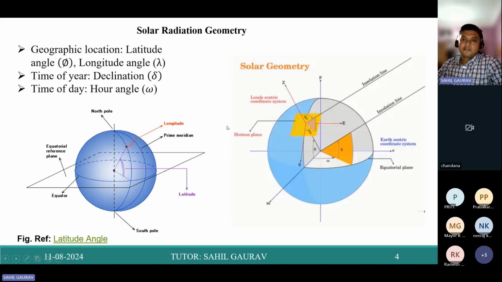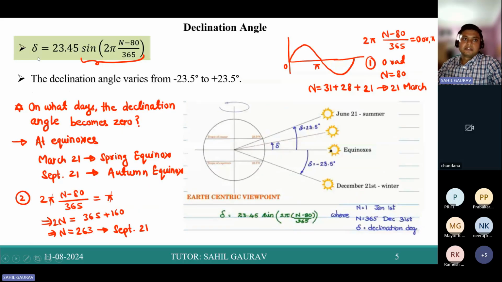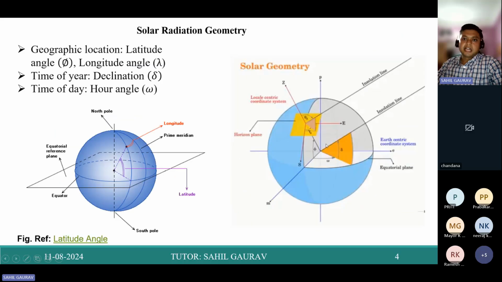upon the time of year. And the expression you have to remember: delta is equal to 23.45 into sine of 2 pi (n minus 80) upon 365. And the hour angle depends on the time of day, and you can find the hour angle from the time of day. And this phi is the latitude angle.